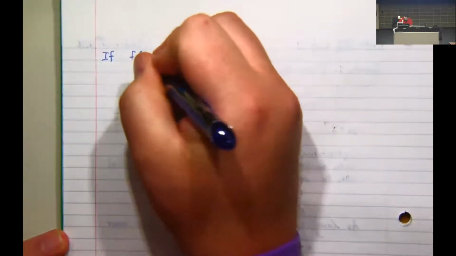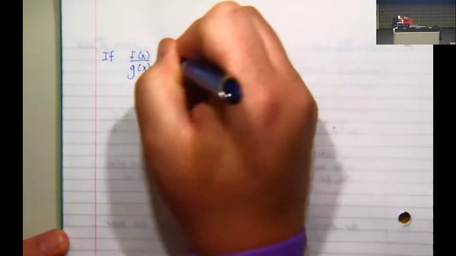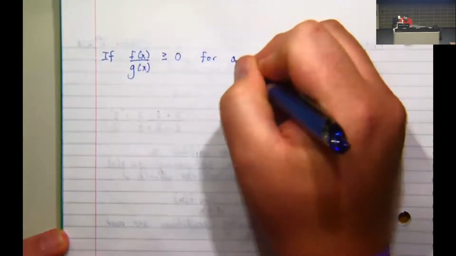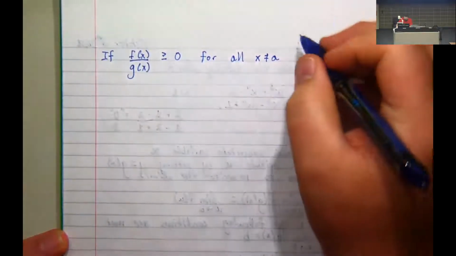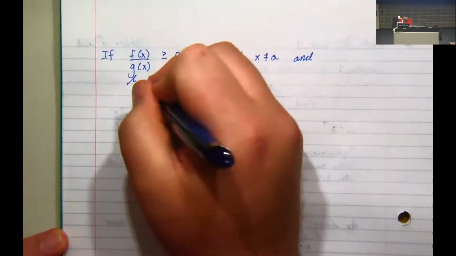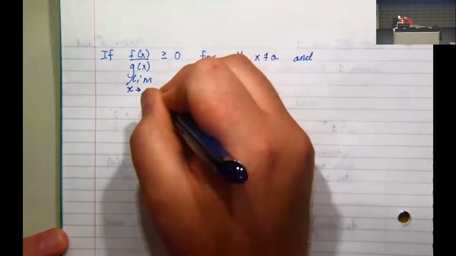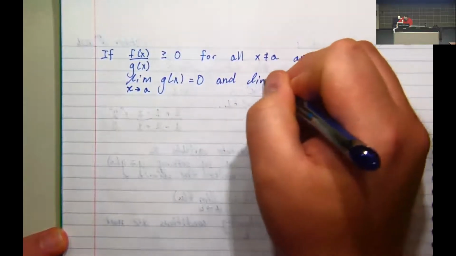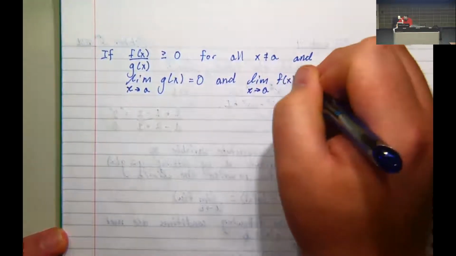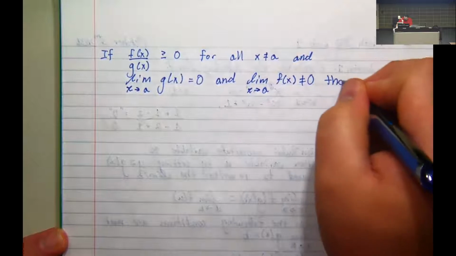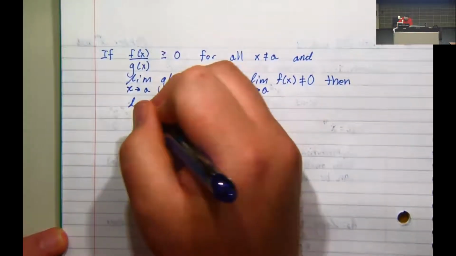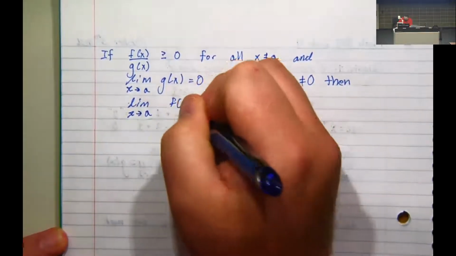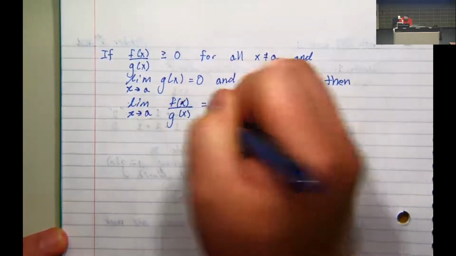So what is that again? If f at x over g at x is greater than or equal to 0 for all x does not equal a, and the limit as x goes to a of g at x equals 0, and the limit as x goes to a of f at x does not equal 0, then the limit as x goes to a of f at x over g at x is equal to infinity.